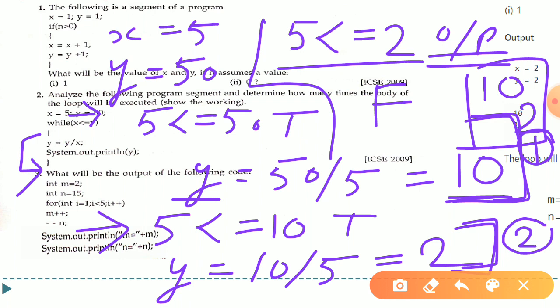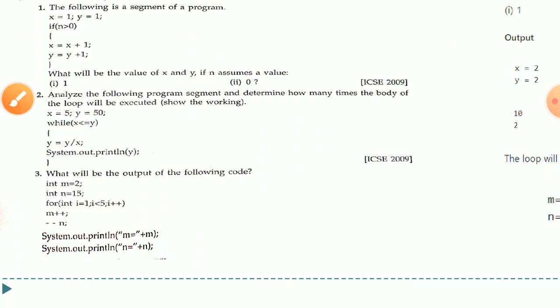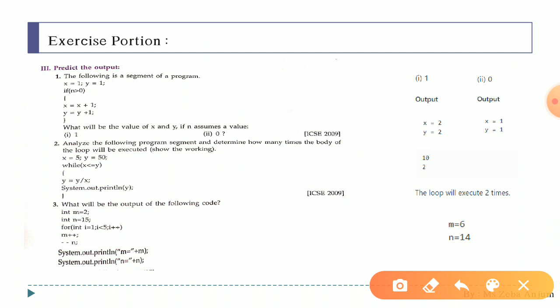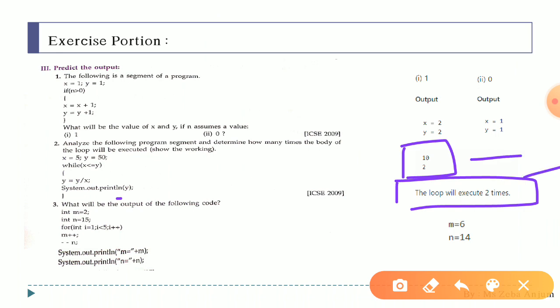Now these are the workings, and the output is 10, and in the next line you are getting 2. So for the second answer, that is why you are getting 10 and 2 in a new line, because we are having ln over here. And the loop will be executed 2 times. Both the things you have to mention over here. With these both you also have to mention the working, because it has been shown over here that you have to show the working. It means the steps, that is how you are going to get this kind of output.